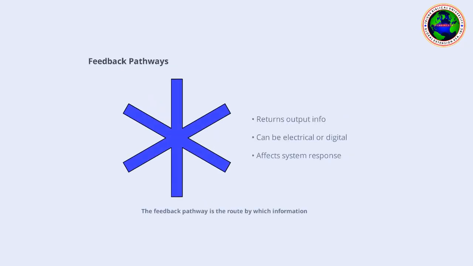The feedback pathway is the route by which information about the system's output is returned to the controller. This pathway can be electrical, mechanical, or even digital, depending on the system. The quality and speed of feedback are crucial for the system's performance, especially in applications that require rapid response.